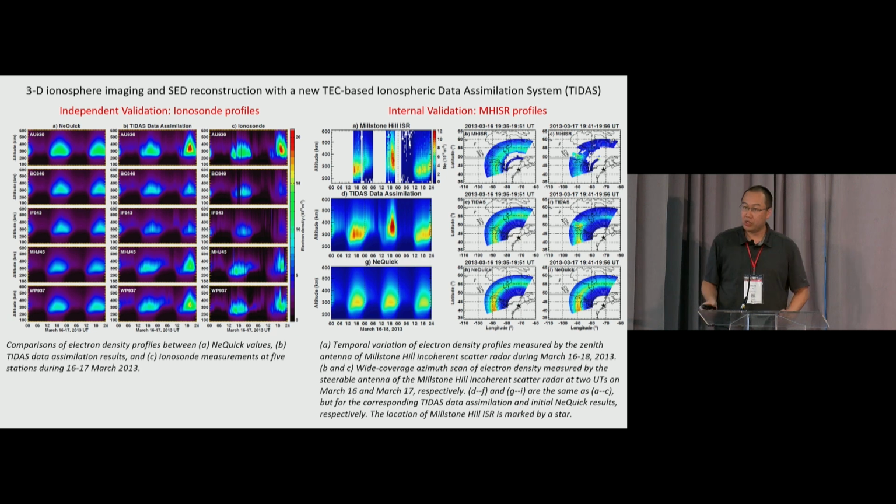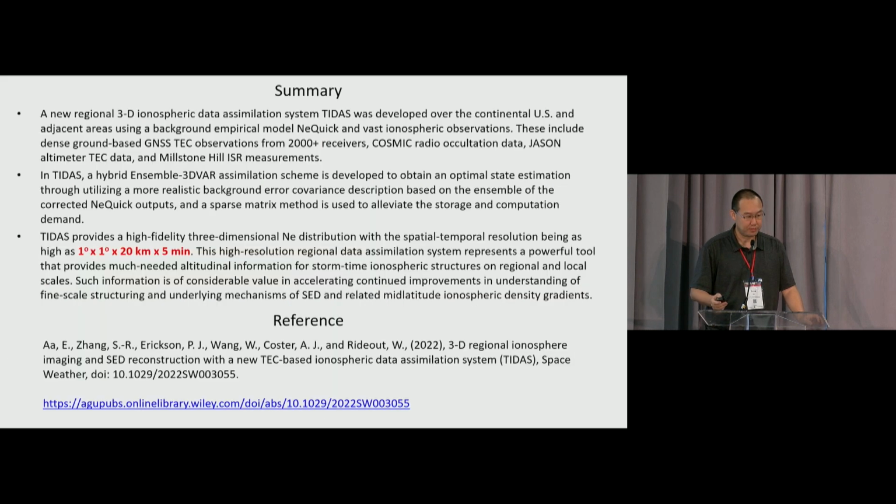On the right panel, we show another internal validation using our Millstone Hill ISR measurement. So that's the electron density profiles. We can see the data simulation results agree very well, and they capture the SED structures with very large F2 layer elevation and enhancement in the F region and the topside ionosphere. So in general, they provide a relatively good representation of the SED plume.